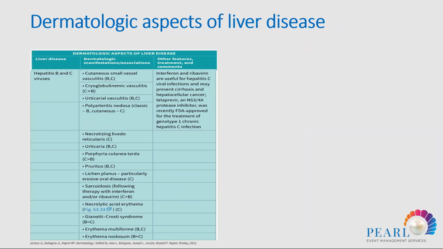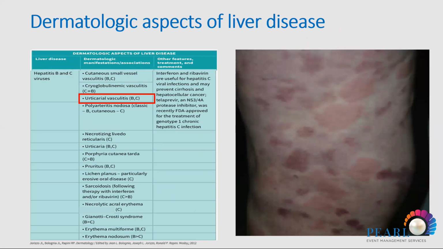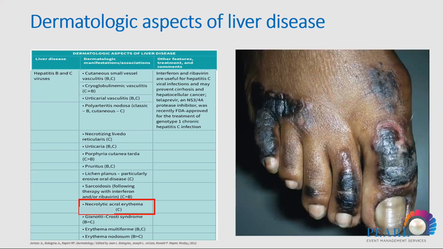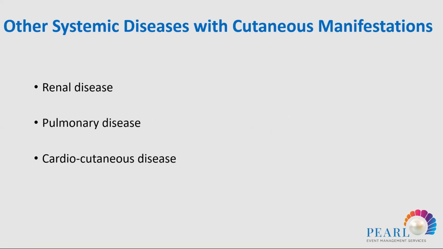And the last one, which is the dermatological aspect of liver disease: with hepatitis B and C, patients are much more at risk of having vasculitis, where patients would have lesions which last more than 24 hours, healing with purpura or post-inflammatory hyperpigmentation, and usually the lesions are painful. Lichen planus could also be seen with those patients, and also necrolytic acral erythema.